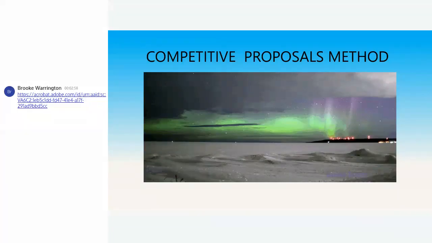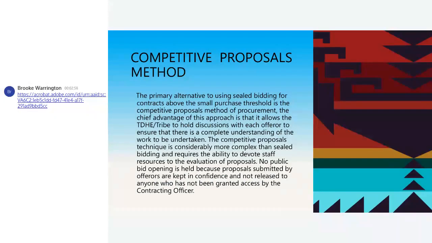So, your competitive proposals method. That's what it looks like when it's frozen. The primary alternative to using sealed bidding for contracts above your small purchase threshold is a competitive proposal method of procurement. The chief advantage to that approach is that it allows you to hold discussions with each offeror to ensure that they have a complete understanding of what work you want them to undertake.